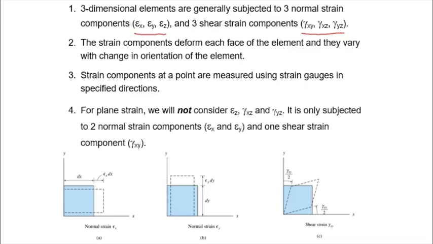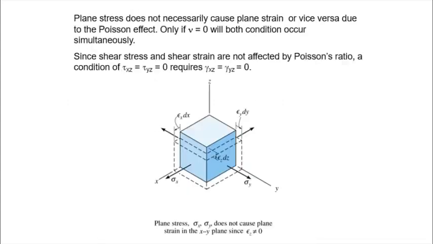For plane strain, similar to stresses, we only consider normal strain in two primary axes and one shear strain component. It's all similar to stresses, and you will find that the final equation that we are going to use will be very similar to stress transformation equations that we have done in chapter 1.